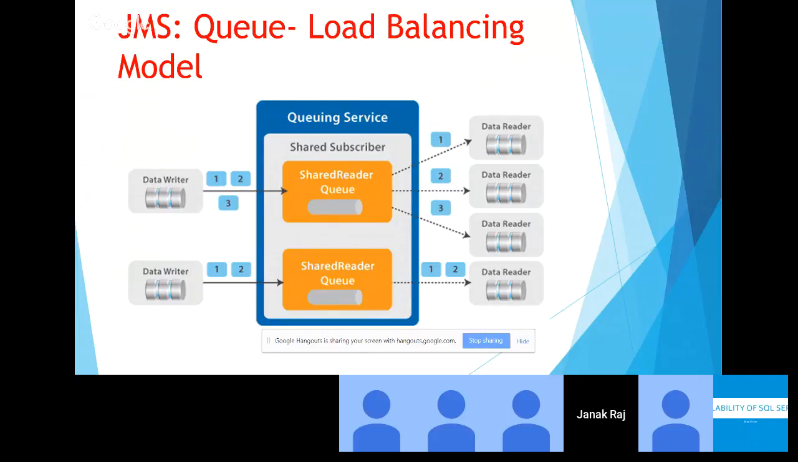Messages are sent from one application to another application using a queue, meaning through the queue, and there can be more than one consumer listening to the queue, but only one of them will get the message. Only one of them will get the message in this queue load balancing model.